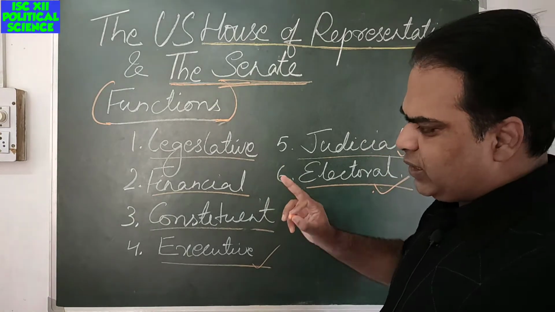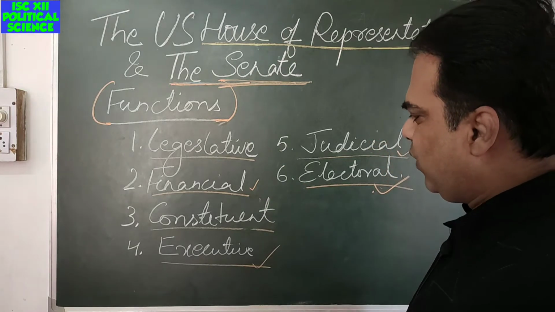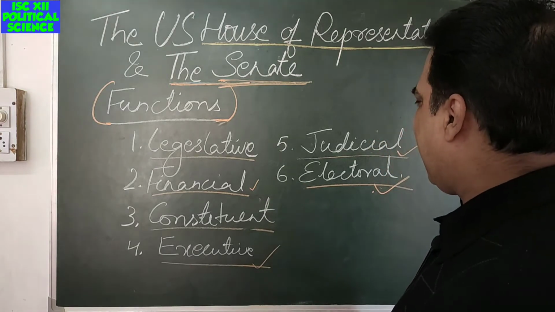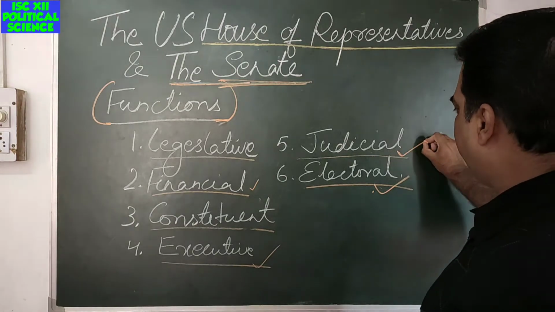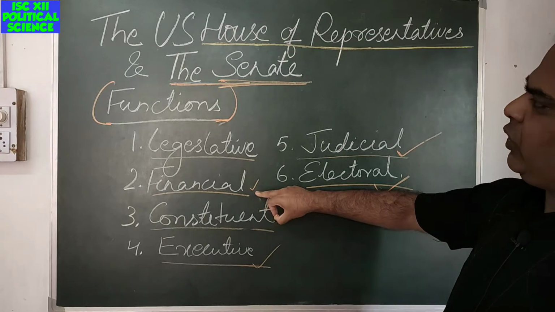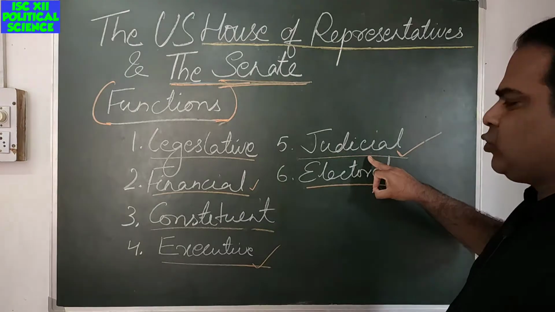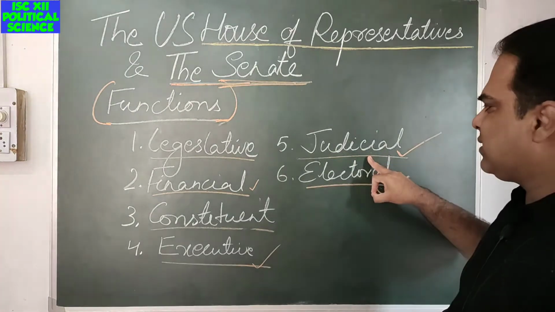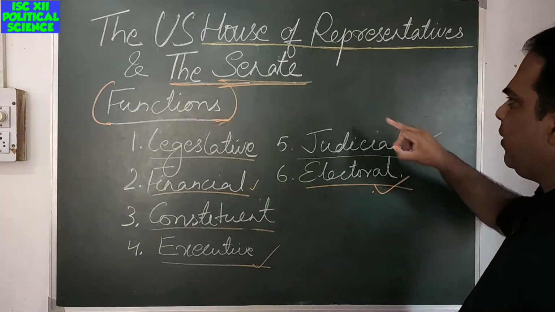So here, what is the difference? Only in financial power we find a difference, and then judicial power also we find a difference. In financial power, a money bill can be introduced in the House of Representatives, but the final say is given by the Senate. In judicial power, the impeachment motion can be moved in the House of Representatives, but the investigation will be done by the Senate.